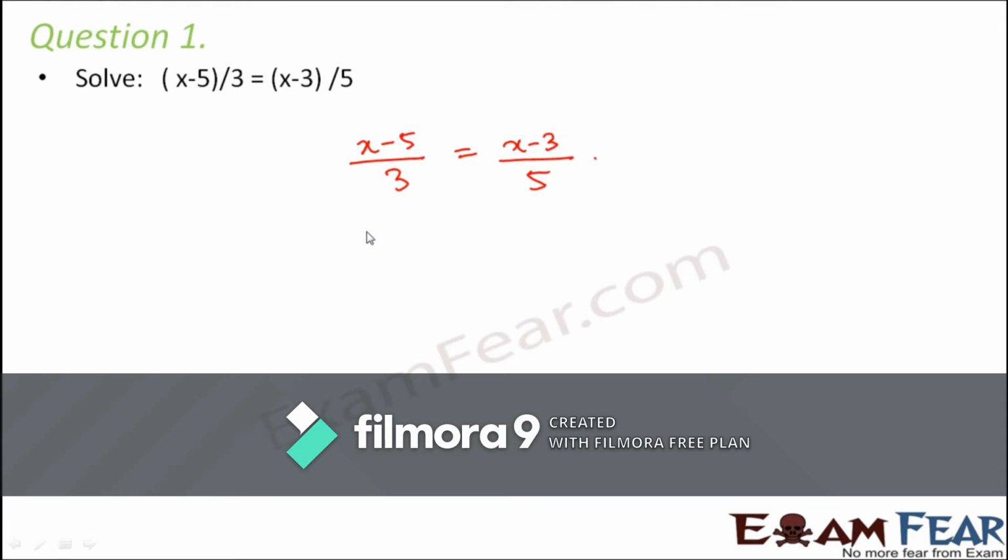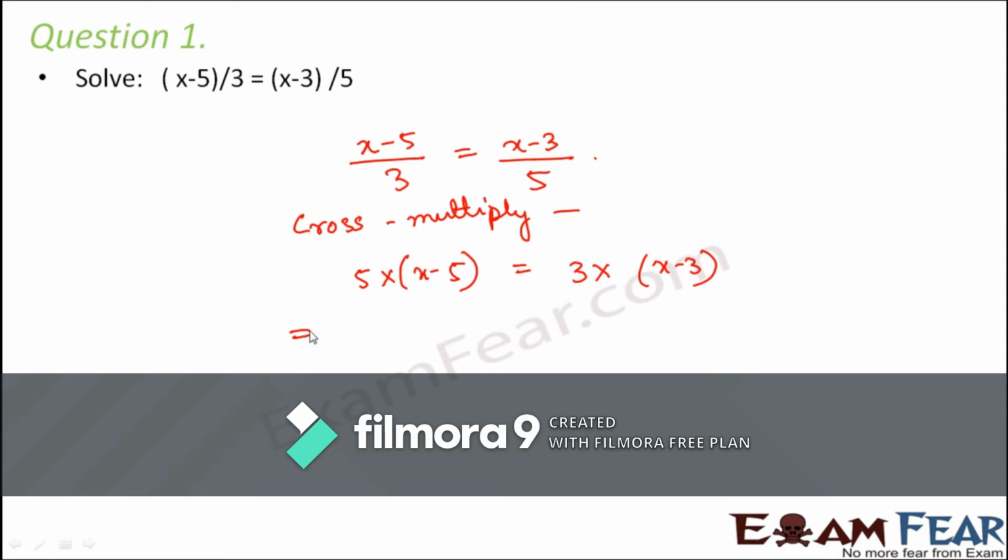So this is going to be applicable for tip 1 because here we have it in the form of numerator by denominator equals numerator by denominator. So what will we do here? We will simply cross multiply. So let's cross multiply. We get 5 into (x minus 5) is equal to 3 into (x minus 3).